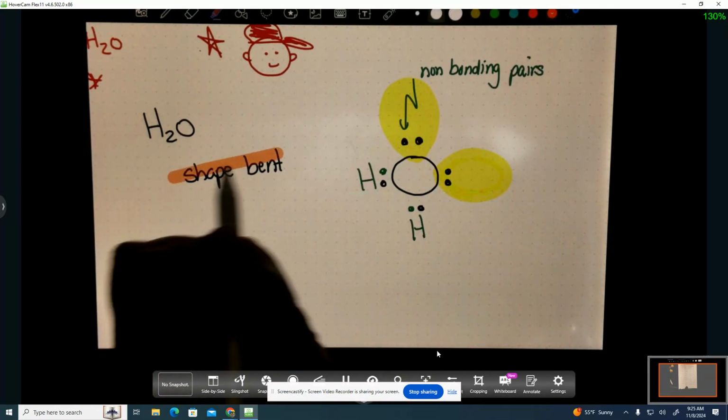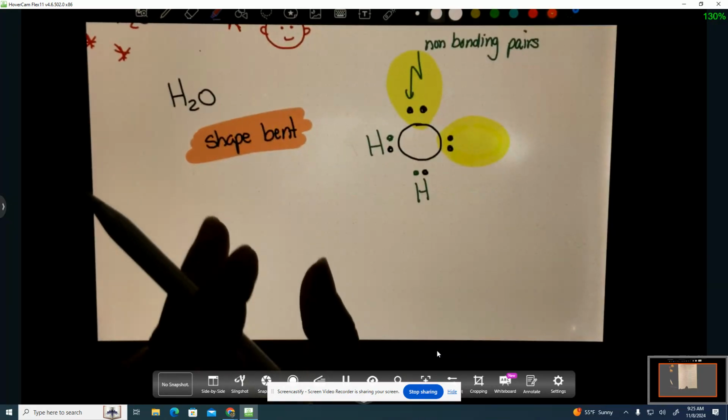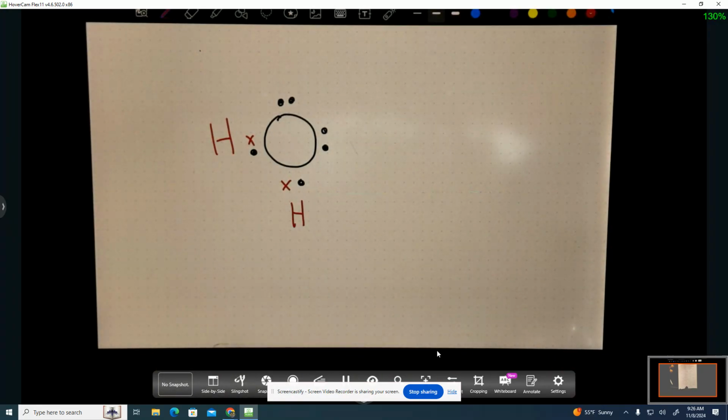It's a bent molecule, and it contains two identical single covalent bonds. Single covalent bond here, single covalent bond here. That's what a water molecule is going to look like. I'm going to draw it one more time for you. So this is what I want you to write in your notes. Here's your oxygen. Oxygen has its 6 valence electrons, and it's going to have 2 hydrogens on it just like that.